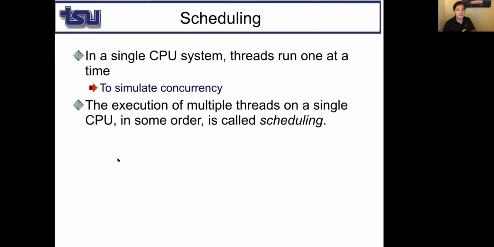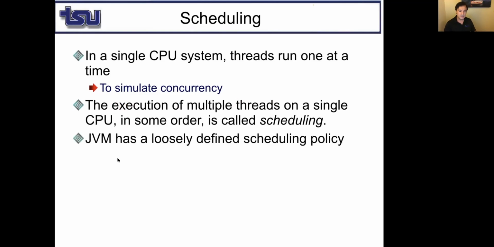Or you can say, well, depending on the importance of the thread, maybe one thread is more important than the other one. Then you can say, I want to first completely finish execution of the first most important thread. There may be different scheduling mechanisms, okay? So basically the execution of multiple threads on a single CPU in some order is called scheduling.